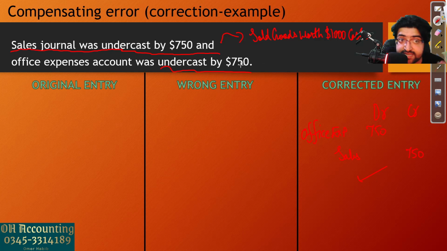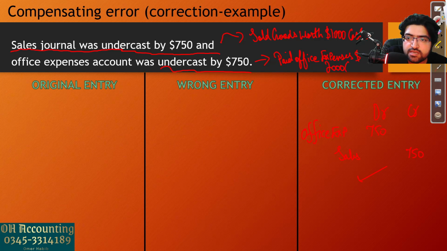You know, compensating error is when two transactions cancel each other out and then you cannot trace those errors in the trial balance. And then transaction number 2, let's suppose, was paid office expenses $2,000 cash. So these are the two transactions.